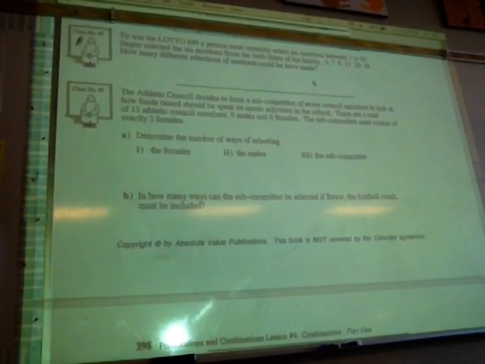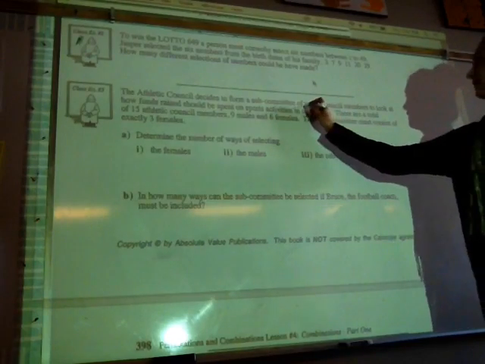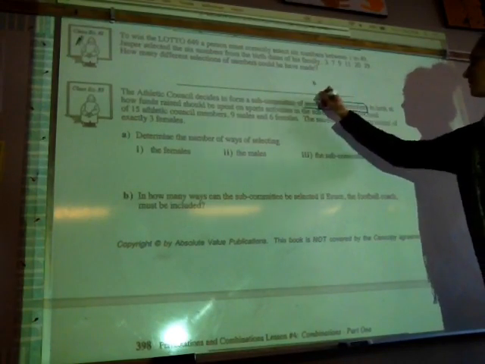How funds raised should be spent on sports activities in the school. There are a total of 15 athletic council members, 9 males, 6 females. The subcommittee must consist of exactly 3 females. So let's just scroll through some important information. Subcommittee must have 7 council members.